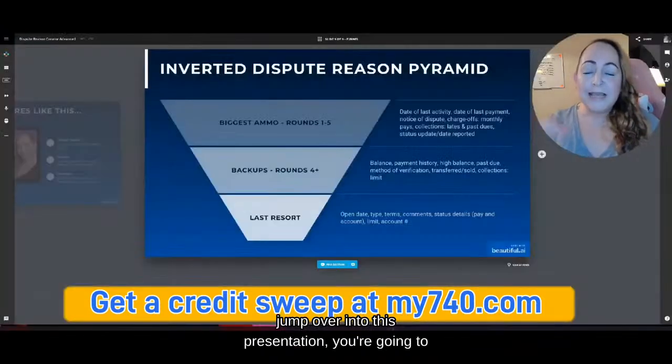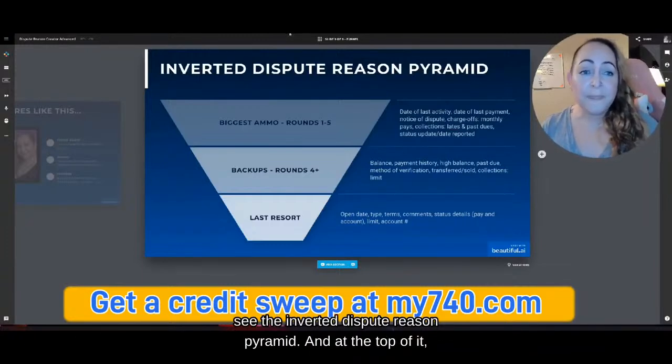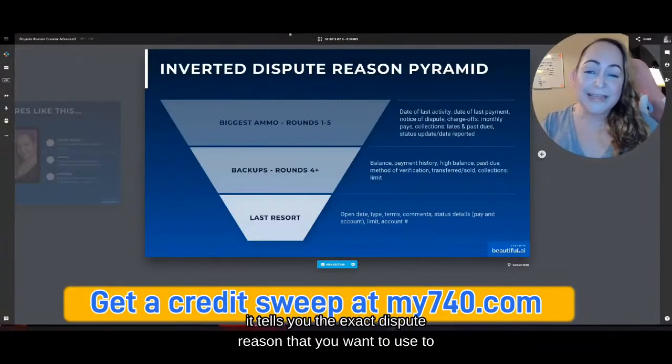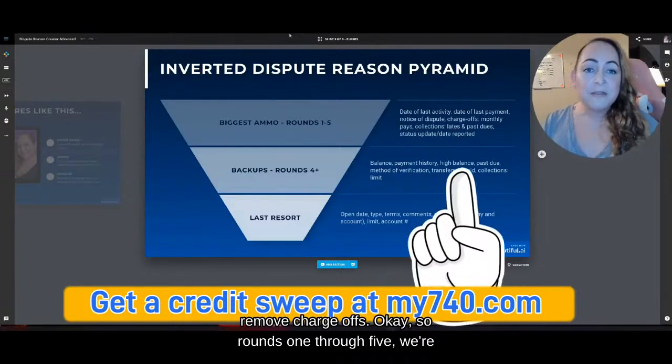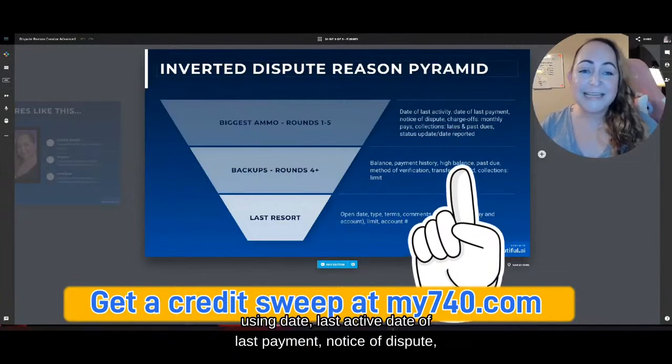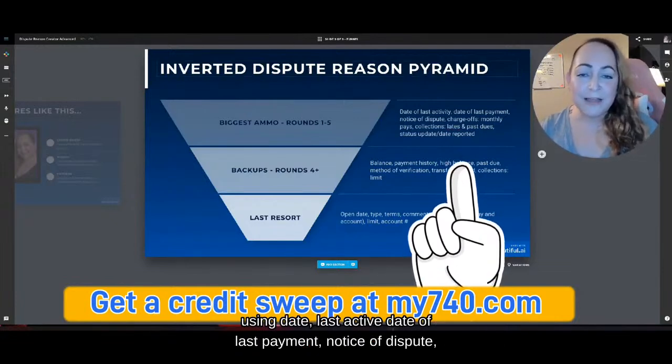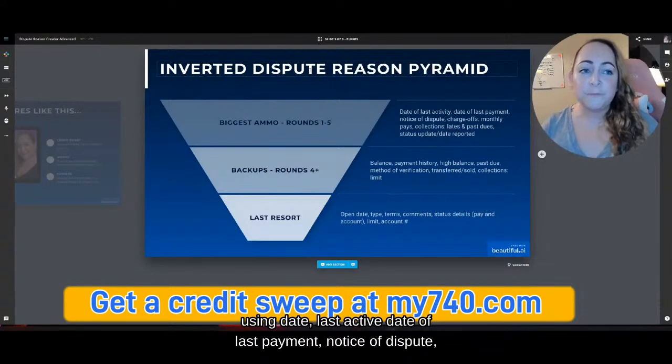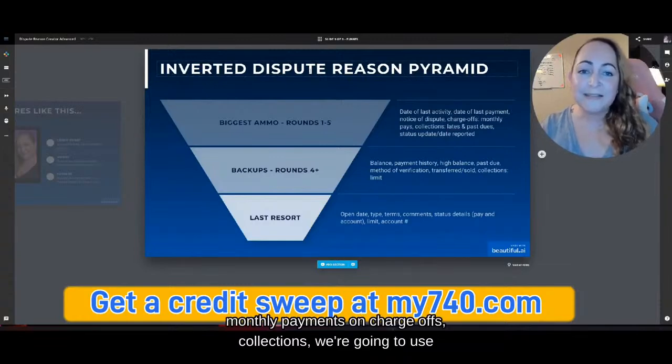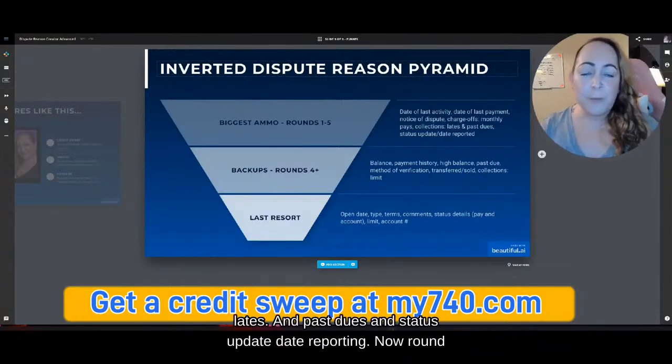So if we jump over into this presentation, you're going to see the inverted dispute reason pyramid. And at the top of it, it tells you the exact dispute reason that you want to use to remove charge-offs, okay? So rounds 1 through 5, we're using date last active, date of last payment, notice of dispute, monthly payments on charge-offs, collections, we're going to use late and past dues and status update, date reported.